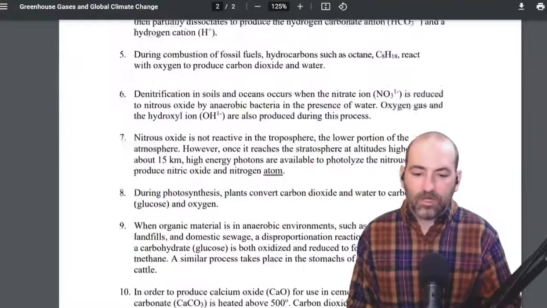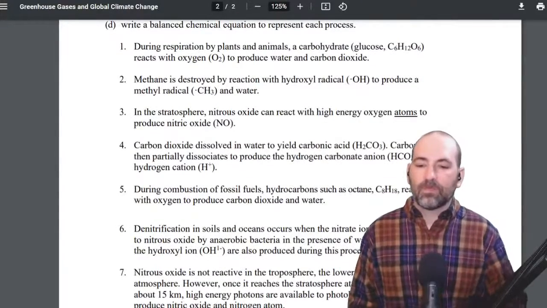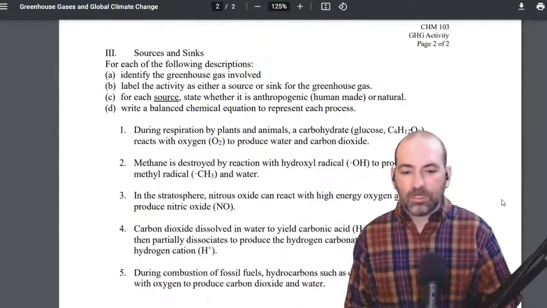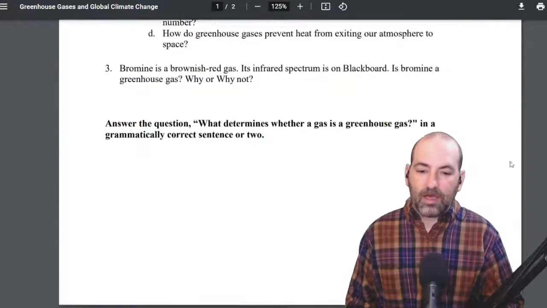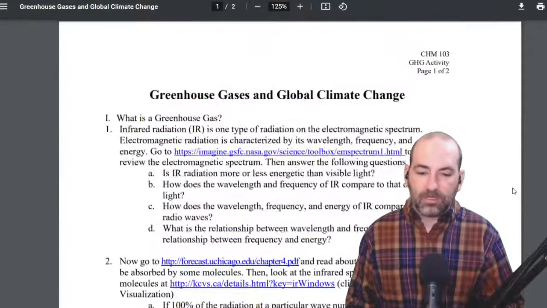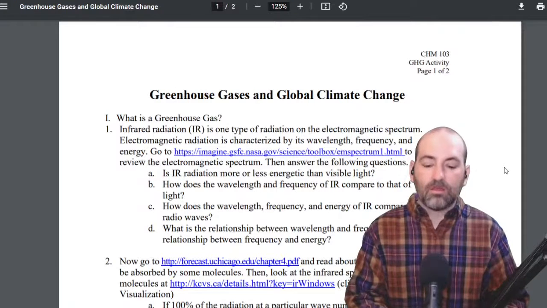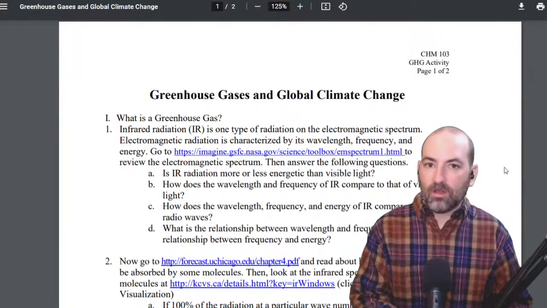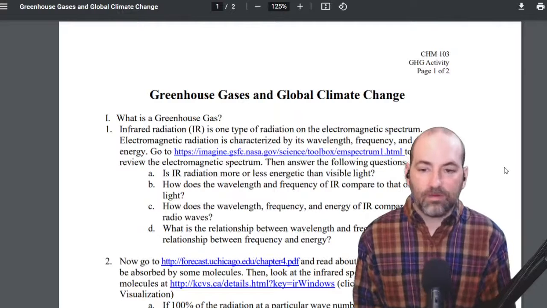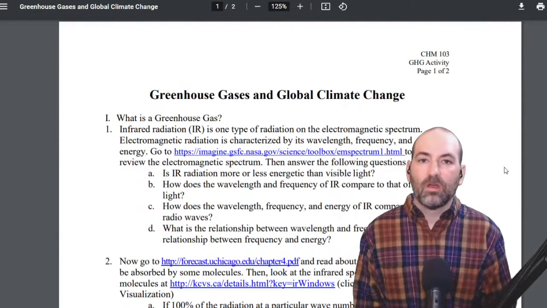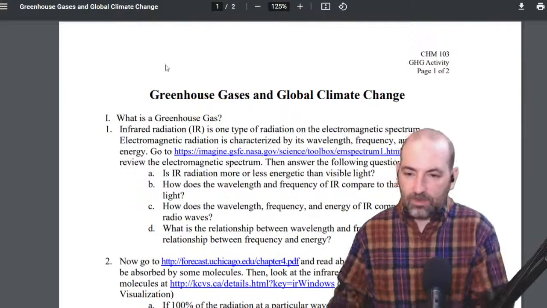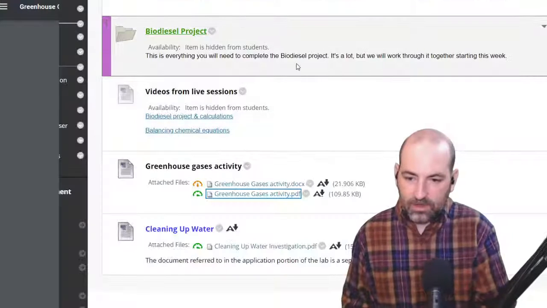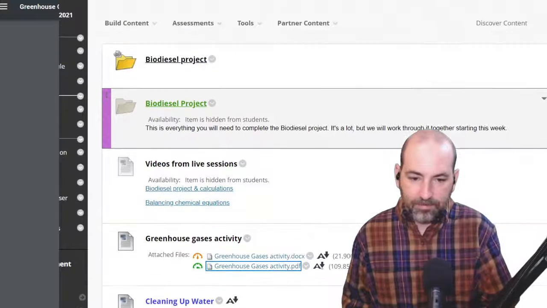So go through all those equations and answer the questions, balance the equations, be good to go. Other than that, you've got the biodiesel project to complete. We went through, I believe, all of the calculations last week. If there are any that are still giving you trouble, please let me know. Oh, that reminds me, there is one mistake on there. So let's take a look at that.